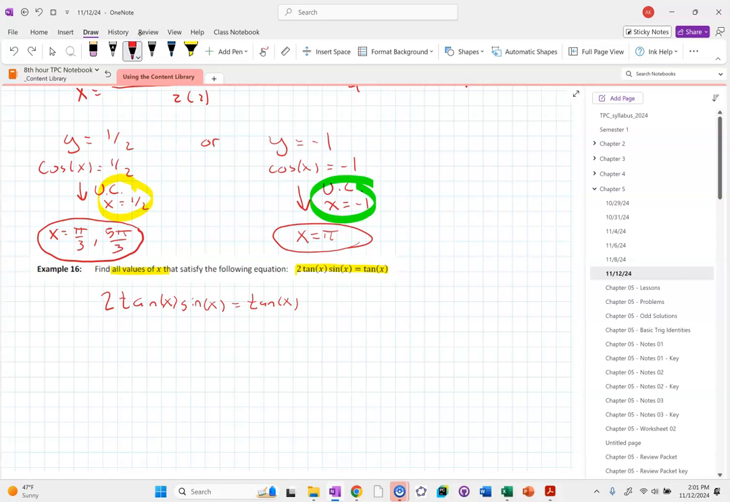Instead, what I'm going to try to do is get everything onto one side and do some factoring. So I'm going to subtract the tan x to the other side. And now I'm going to try to factor this.